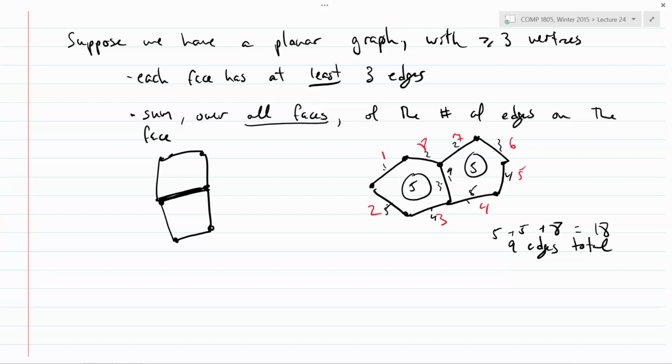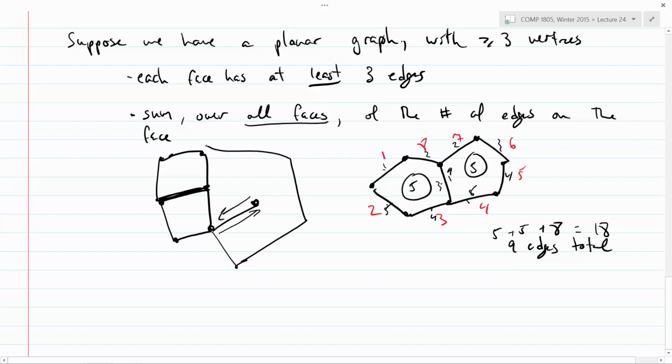The other possibility is that I have an edge like this, and in that case, it will also be crossed twice when I walk around the outer face, because it gets crossed in this direction and this direction. And the exact same thing happens if my face looked like that. Then I would be crossing this edge twice as I walked around the face. It wouldn't be in the unbounded face, but I would still cross it twice. So when I say the number of edges on the face, I mean the number of edges you cross when you walk around the face.